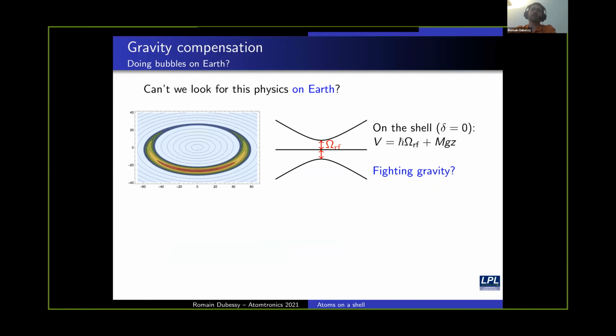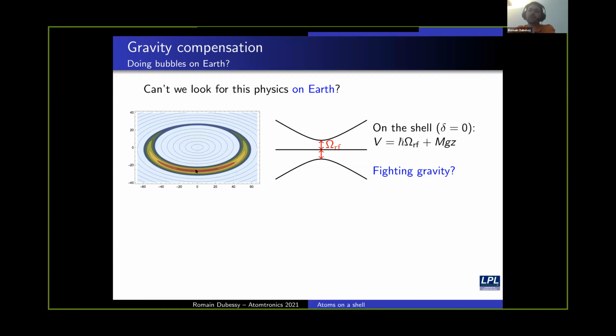Our question is, can't we look for this physics on Earth? Can we make use of the full bubble surface that we have already in our lab? And if you remember my little introduction to these traps, if the atoms are localized at the resonant condition on the shell, the detuning is 0, and then the total potential is the magnetic coupling energy plus the gravitational energy.